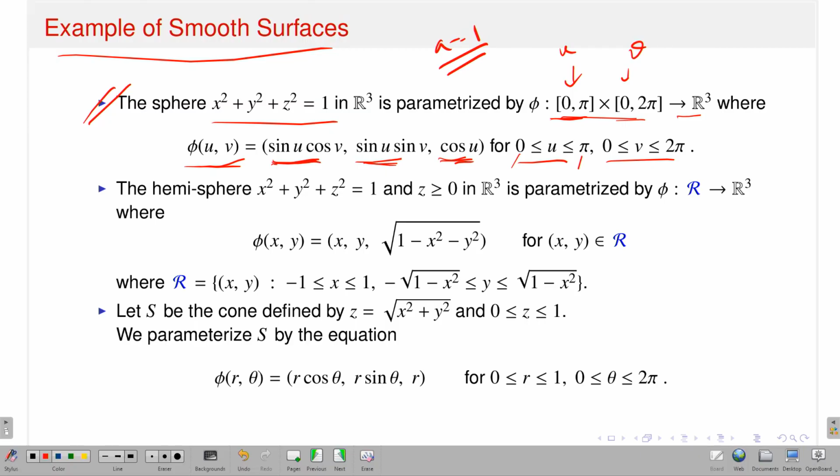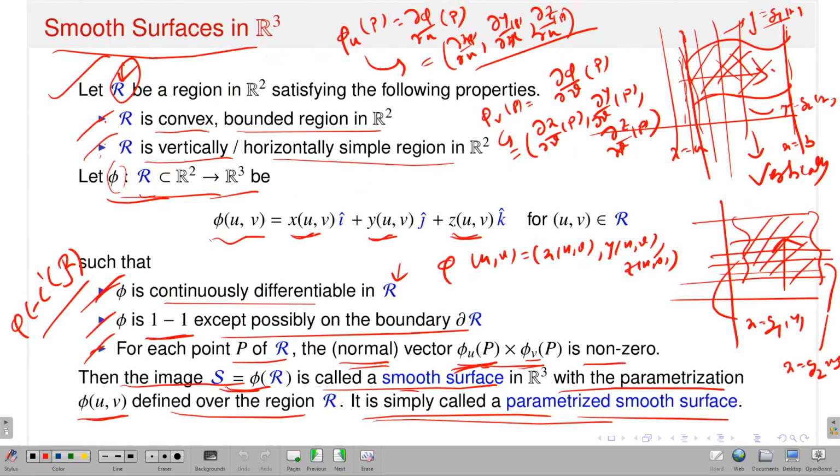Again, I didn't calculate it, but anyway, if you calculate it, you will get a non-zero vector. In fact, this one maybe I have done, let's see. Yes, one part I have done. Anyway, it is a smooth surface, but provided a couple of things you have to verify. What are the things? Except possibly on the boundary, the map should be one-to-one, that you have to check, and for each point the cross product should be a non-zero vector. But you can do that because you have the explicit expressions of x, y and z. You just have to use the formula, compute it, and verify it.